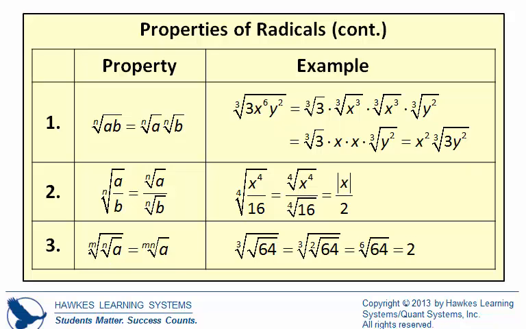Property 3 says that if you're taking an nth root of something and then an nth root of something, you can combine those roots by multiplication. We'll look at an example of that in just a couple of minutes. So let's keep those 3 properties in mind as we move on to our additional problems.